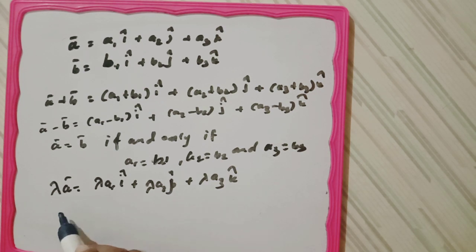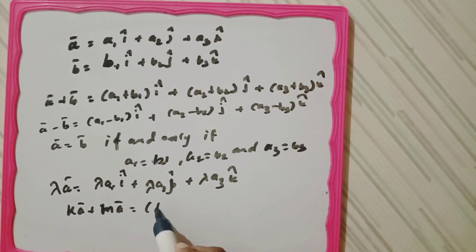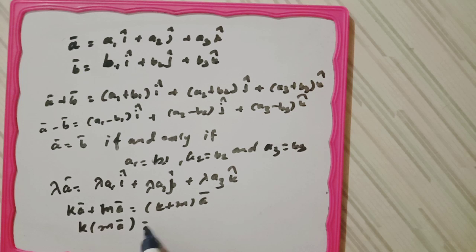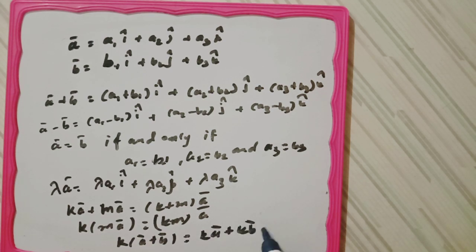Also, when we multiply by scalars, k a bar plus m a bar we can write as (k plus m) a bar. k into m a bar we can also write as km into a bar, and k into (a bar plus b bar) we can write as k a bar plus k b bar.